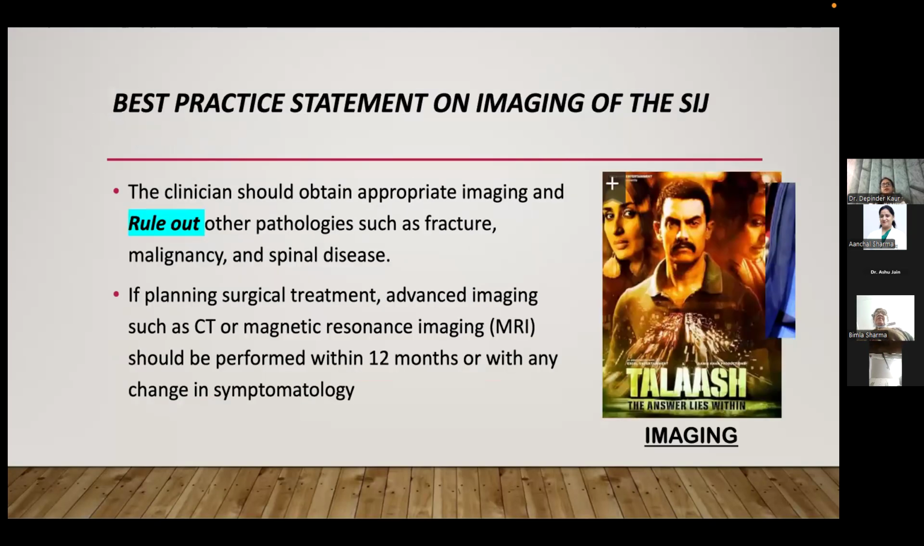So now coming to the imaging part. In the low back pain population, especially for the SI joint patient, we are not relying much on the MRI finding because we see many non-specific radiographic changes in the spine of such patients. So ultimately, with the help of imaging, we are just trying to rule out any kind of red flag sign, whether it is a fracture, malignancy, or spinal disease. Yes, of course, if we are planning any advanced surgical treatment or any type of radiofrequency ablation procedure, then we can go for the MRI, and it should have been performed within 12 months or within any change in symptomatology.